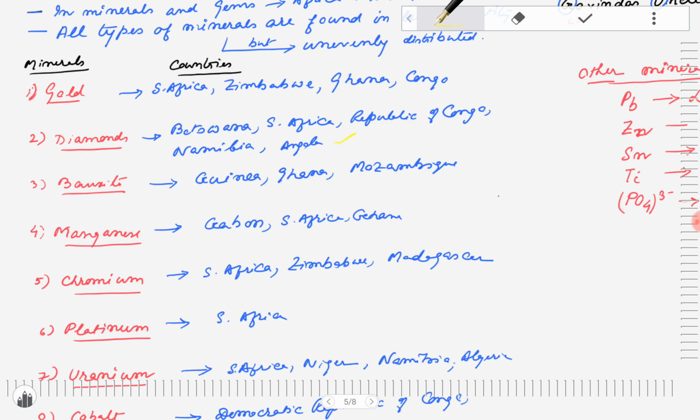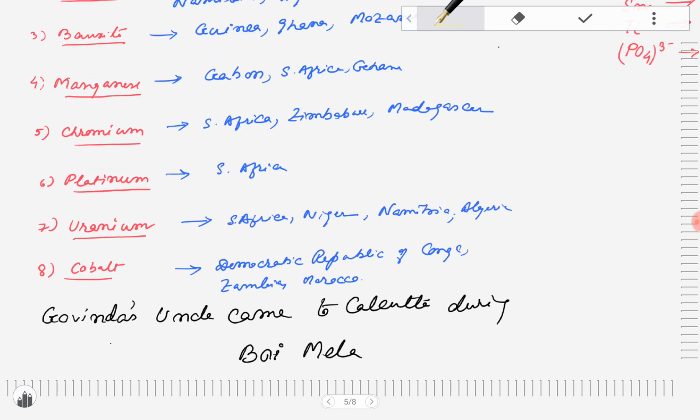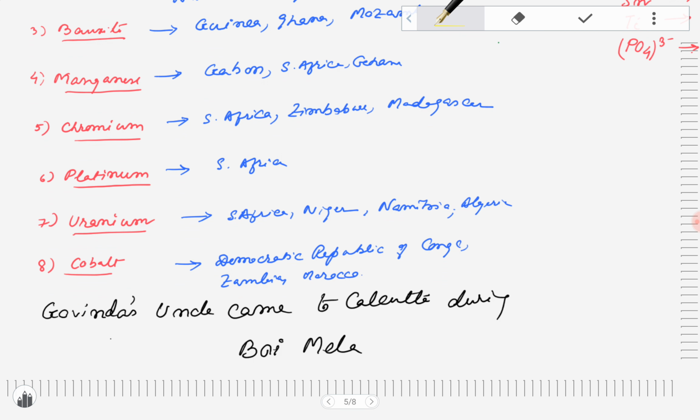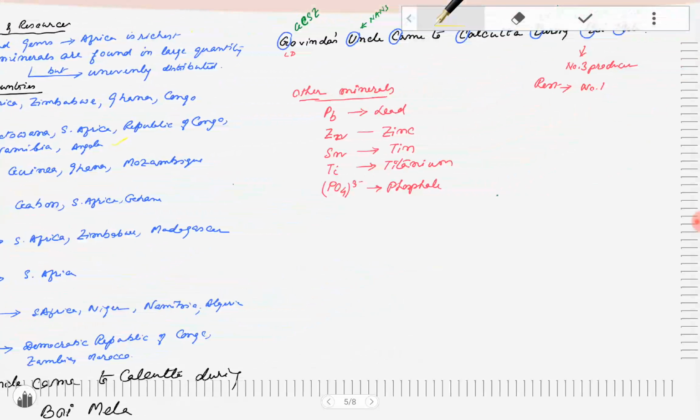Bauxite is found in Guinea, Ghana, and Mozambique. Manganese is found in Gabon, South Africa, and Ghana. Chromium is found in South Africa, Zimbabwe, and Madagascar. Platinum is found in South Africa. Uranium is found in South Africa, Niger, Namibia, and Algeria. Cobalt is found in Democratic Republic of Congo, Zambia, and Morocco. Now, how to remember where these minerals are found? The other minerals that are also found are lead, zinc, tin, titanium, and phosphate.